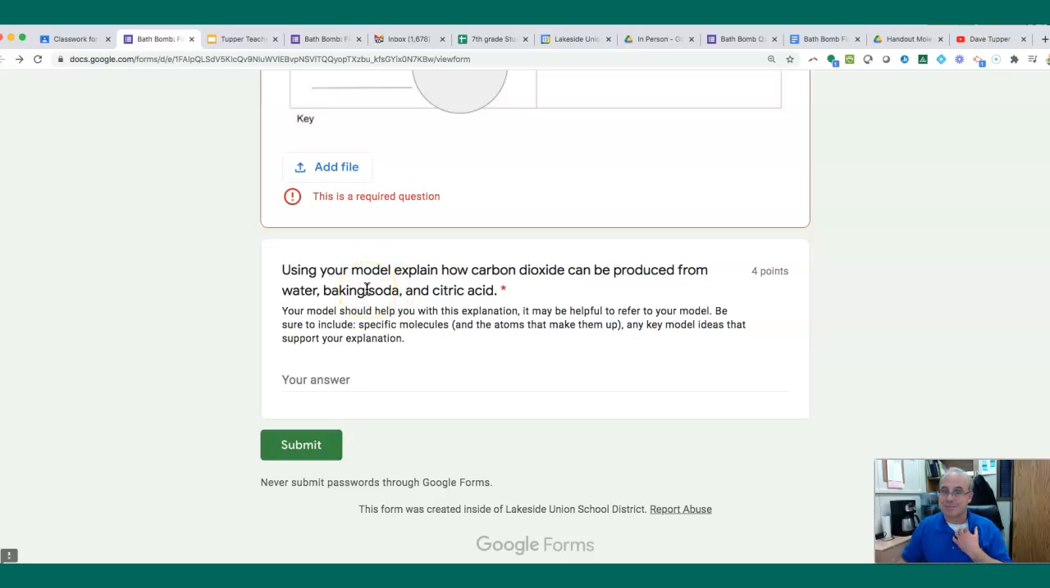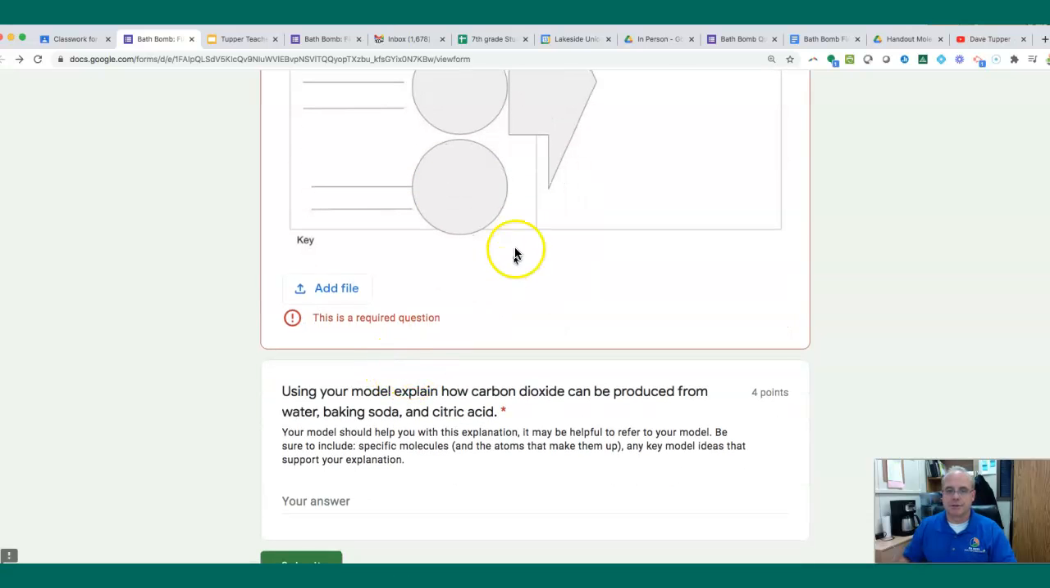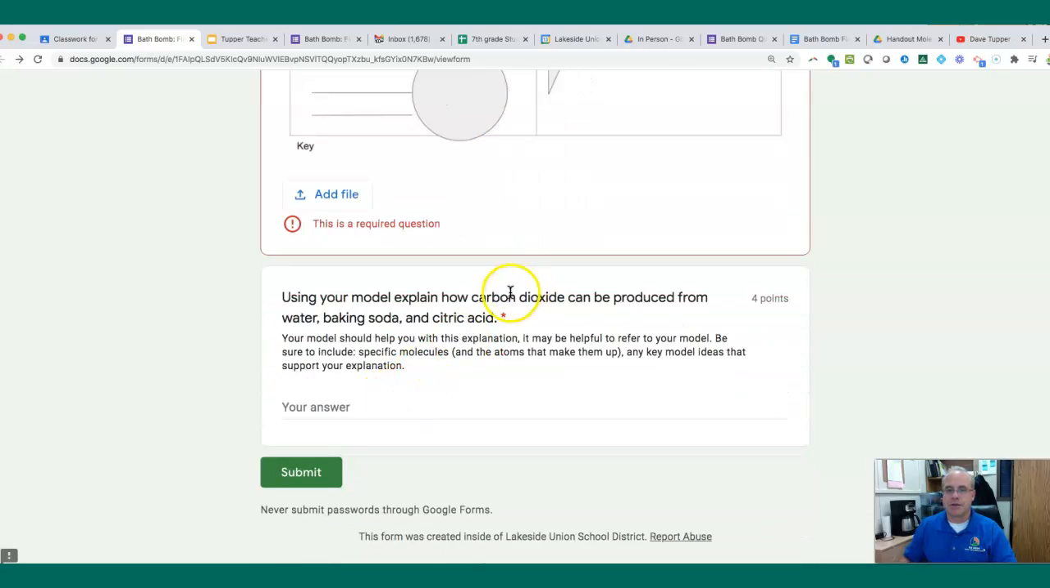Using your model, explain, that's words, how carbon dioxide can be produced from water, baking soda, and citric acid. Your model should help you with this explanation. It may be helpful to refer to your model. It will be helpful. But be sure to include specific molecules, the atoms that make them up, any key model ideas that support your explanation, right? You're explaining, using your model, how we can end up with carbon dioxide when we start with these 3 different things. What's going on? Okay? And then when you're all done, you'll submit.